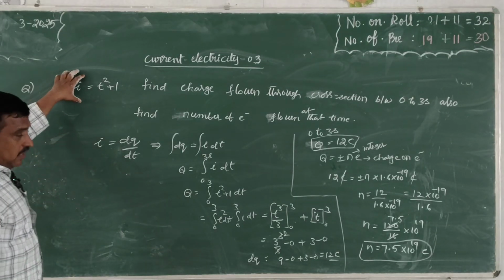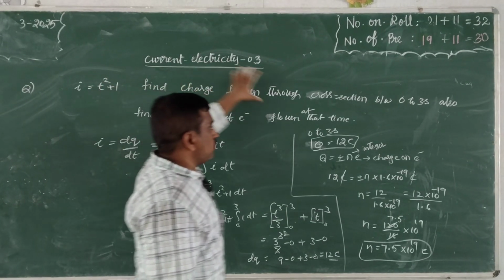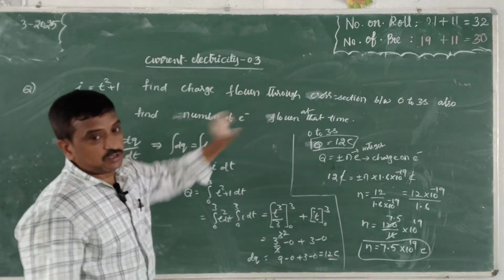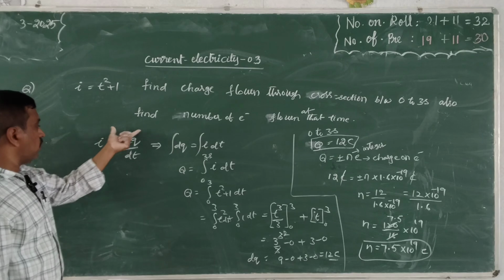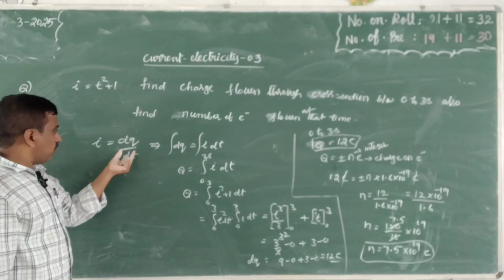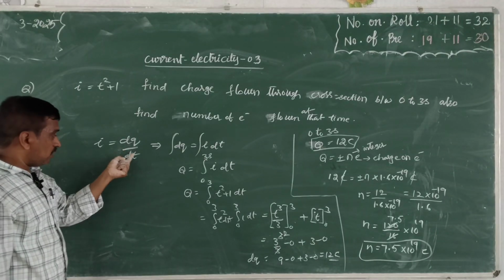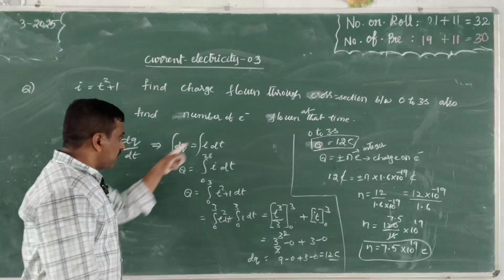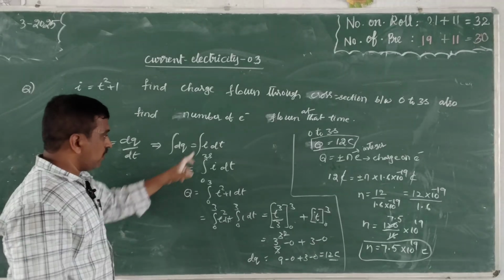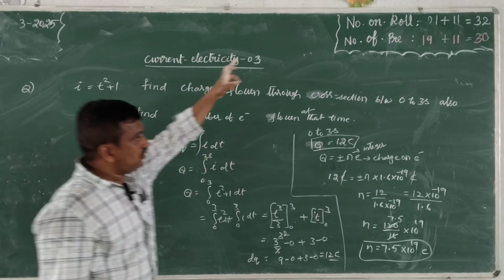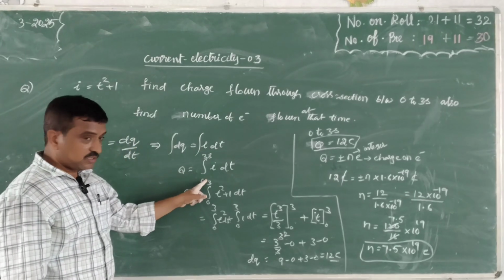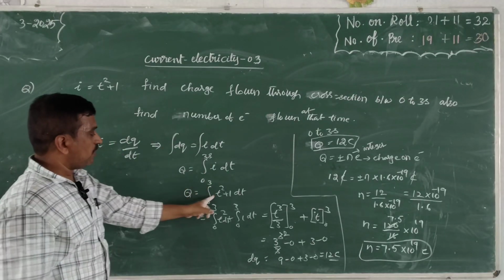They gave the current, and we want to find the charge flown through the cross section between 0 to 3 seconds, and also find the number of electrons flown at that time. For that we take I equal to dq by dt. We want to find charge, so dq equal to I dt. Integrate on both sides: q equal to the integral of I dt from 0 to 3 seconds, where I is t square plus 1, dt.